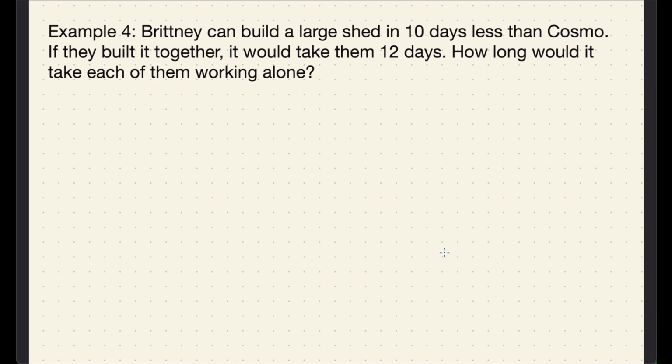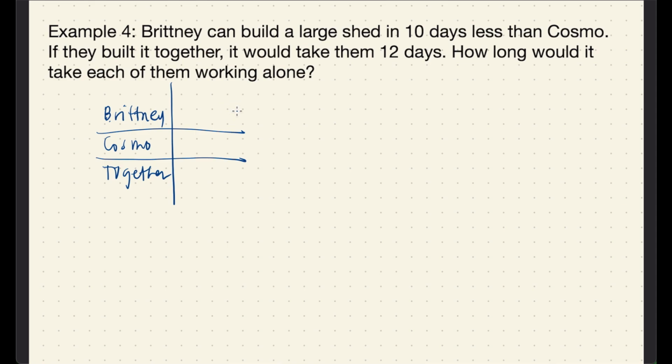so we have Brittany, who can build a large shed in 10 days less than Cosmo. If they build it together, it would take them 12 days. How long would it take each of them working alone? So we don't have the individual rates for Brittany and Cosmo, but you are given a relationship. We can write it down as a table, right? Brittany, Cosmo, and then together.